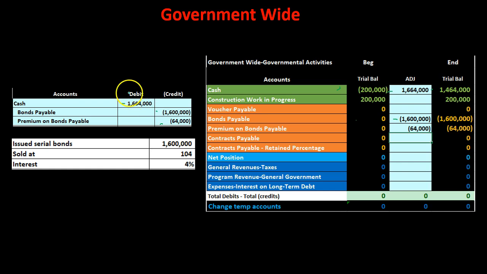So if you think about this and we piece it together in the two funds, neither fund is going to have a payable on it or the premium on it, because those are long-term liabilities. Those are going to be on the government-wide activities, not on the fund activity. The fund activity is on a modified accrual basis, as opposed to the accrual basis in the government-wide activity.